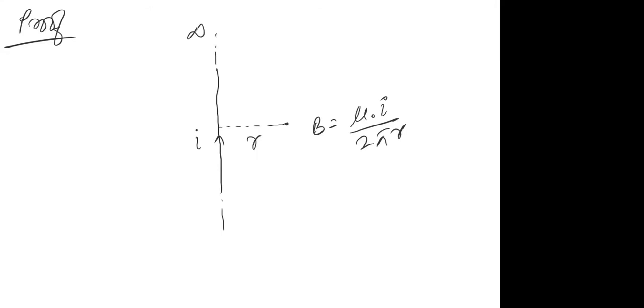Now, we are supposed to prove this law. So first I'll take a loop. A loop can have any shape, but around an infinitely long wire, I'll be taking a loop of circular shape. Sir, why will you take a loop of circular shape? Because you just told me that a loop of any shape can be taken around the wire. Then why are you taking a circular loop? I am telling you the reason.